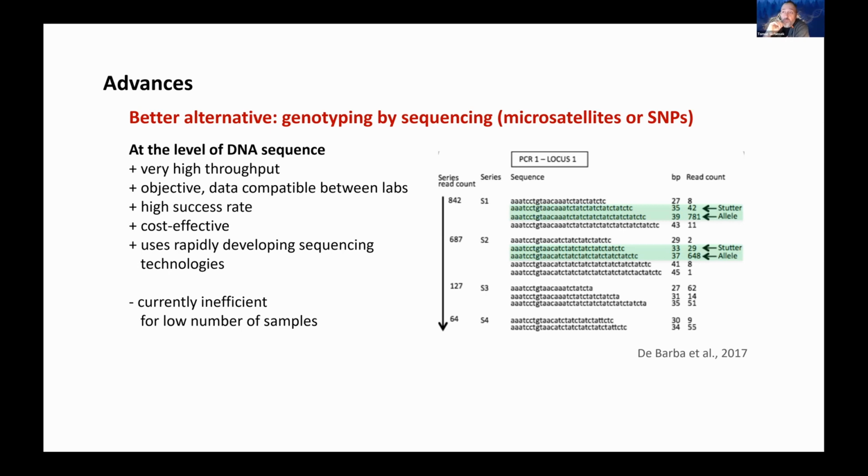A much better alternative, which fixes pretty much all of these problems, is if we genotype microsatellites with high throughput sequencing. We get down to the level of DNA sequence in our genotyping, and data becomes completely transferable and future-proof. The method is also very cost-effective and fast, and can be scaled for rapid analysis of large studies. The only current drawback is that if we have a small number of samples, it may be a problem to analyze them efficiently with this method.